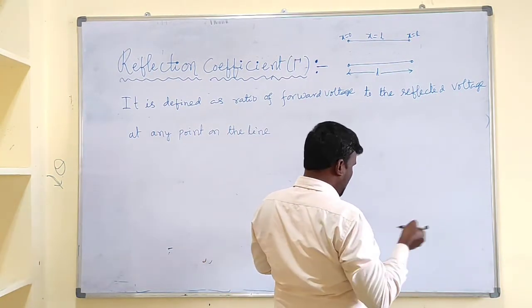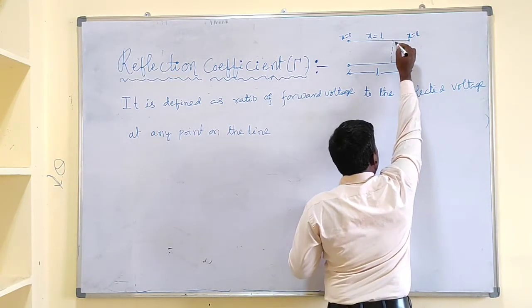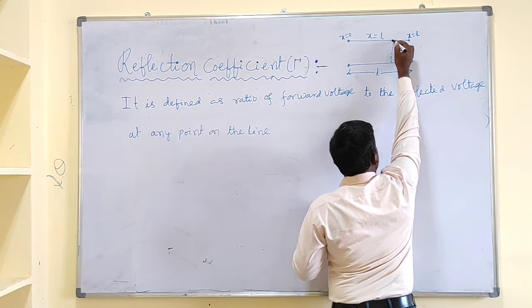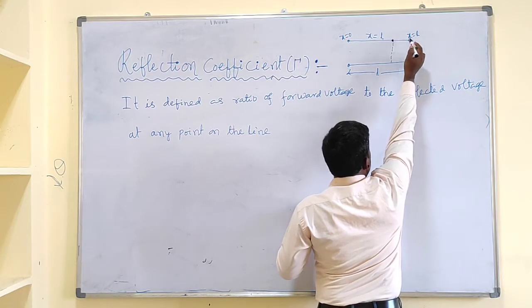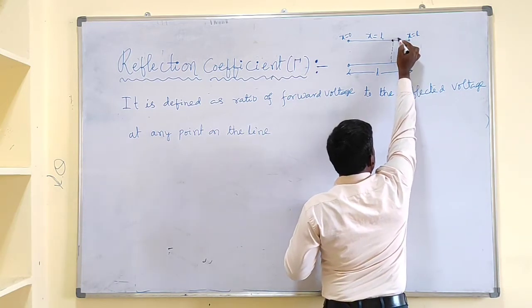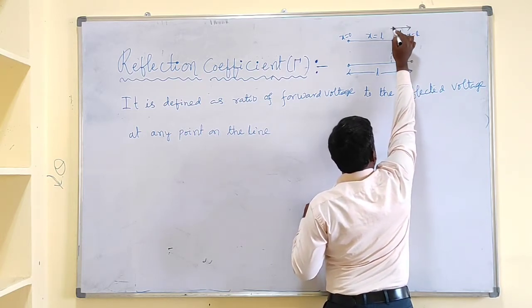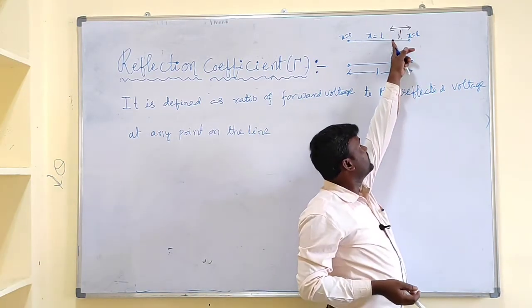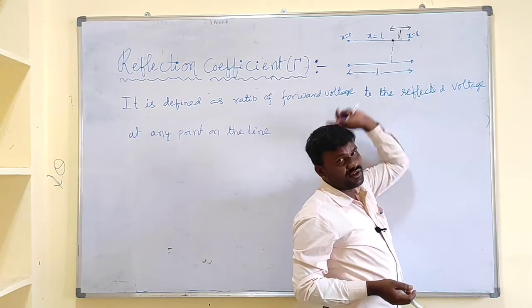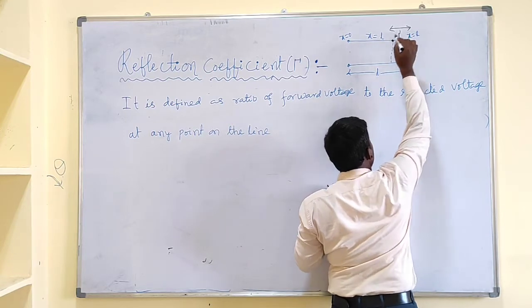Let us consider, if you want to determine the reflection coefficient at a point, let us take a point like this, and take this length as L dash. It is the length from the load end. That means this point is L dash distance away from the load end. We will see this later.